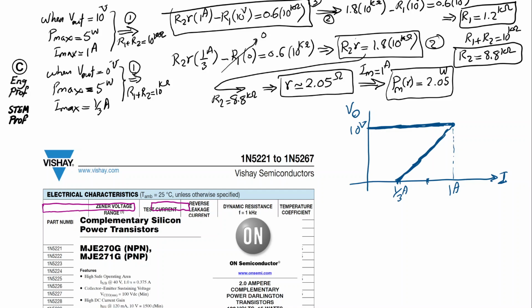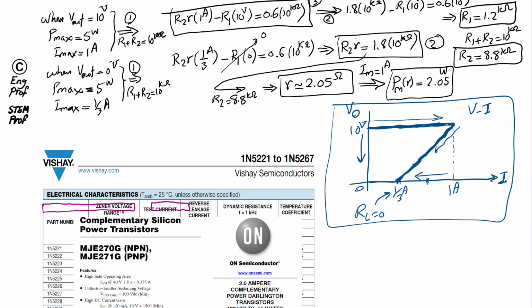Basically, the V over I characteristic of this regulator supply looks like this. It is stable at 10 volt as we are reducing RL and therefore increasing the current up to 1 amp. After that, with further reduction in RL, the circuit cannot hold 10 volt anymore. The output voltage starts going down, and the current, as we reduce RL further, also starts going down. In the worst case scenario, when RL is 0, we get 1/3 amp and the output voltage is 0. So this is the foldback feature that is supported by this circuit.